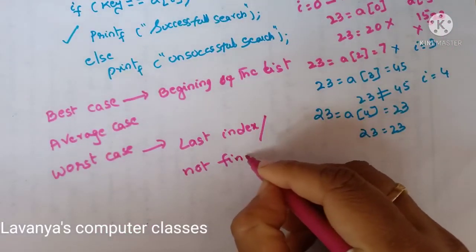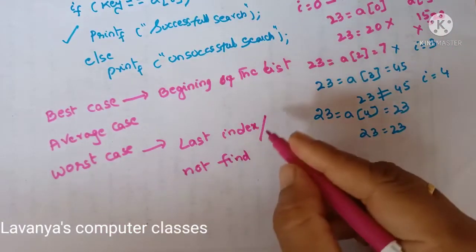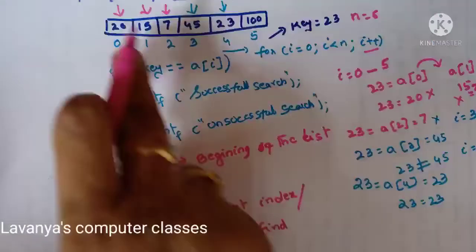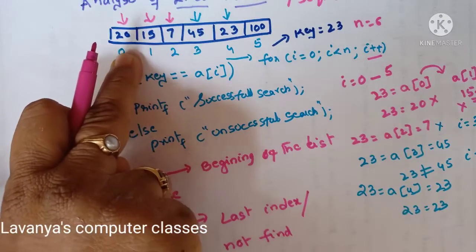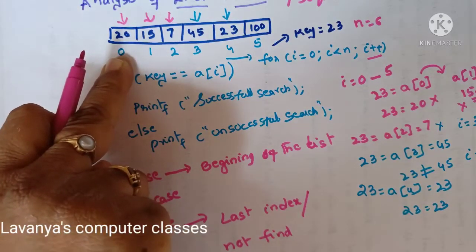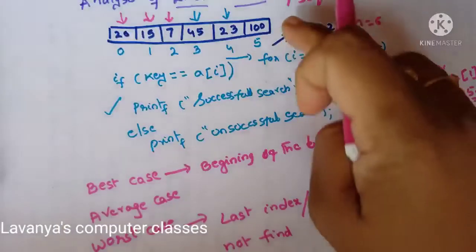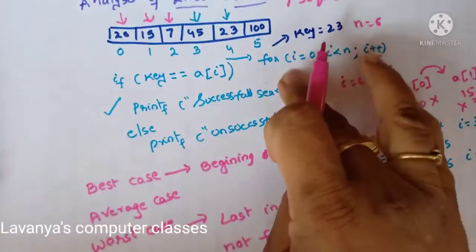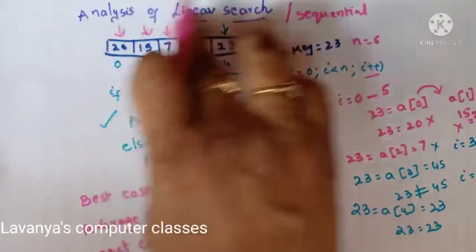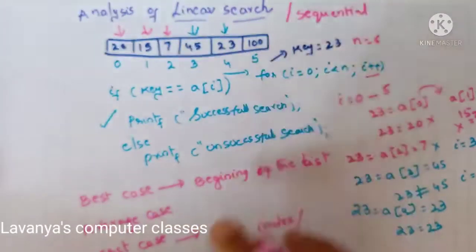Either it is the last index or not found, an unsuccessful search, that is also called the worst case. What is the best case? The element is available in the first index only, that means the 0th index, the first place only where we get that element. Worst case means the element is not at all present in the list, or if it is present, it is the last value, the last index position in the given list.